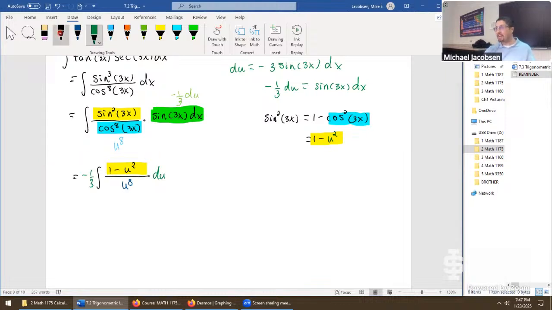At this stage, instead of multiplying, we're just dividing by u power 8. So -1/3 integrate 1 over u power of 8 minus u squared over u power 8 du. Now this is the division step. Here I'm just changing the exponent, bringing the base up to the numerator for u power -8. And same on this one. This will turn into u power -6.